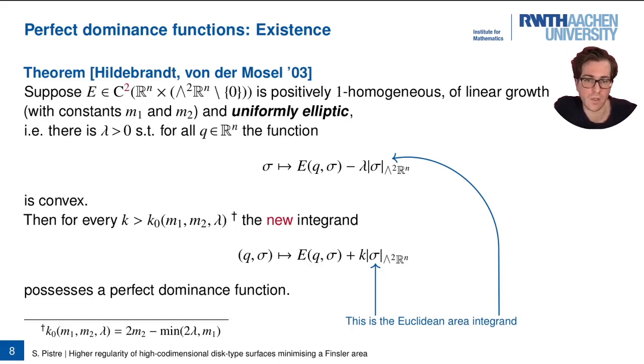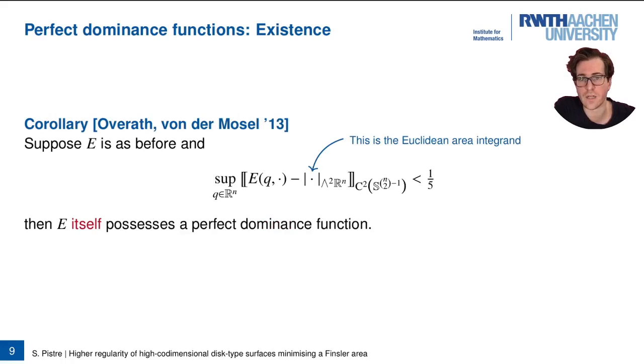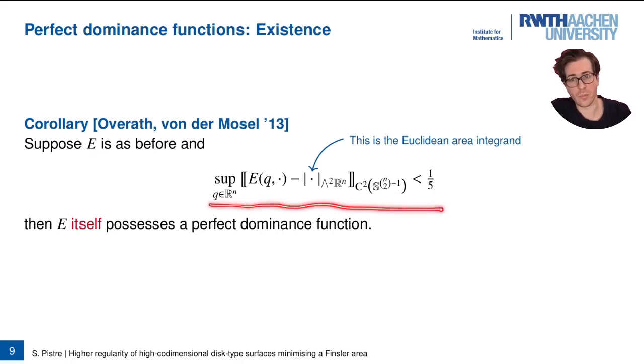And maybe this is still not what we are interested in, because in our Busemann-Hausdorff area case, we start out with a given functional. We don't want to construct a new functional. But thankfully, there is a corollary by Patrick Overath and Heiko von der Mosel in a paper in 2013, which says that if we are given a Cartan density as before, so that was a C2, positively one homogeneous and of linear growth and uniformly elliptic, and also we have another C2 comparability condition here.